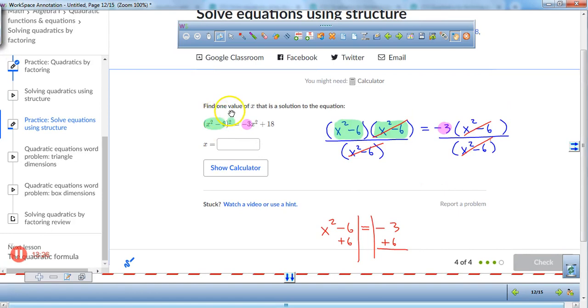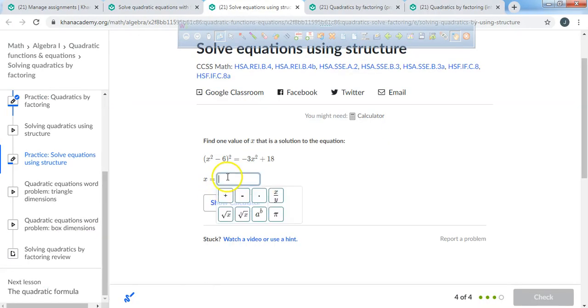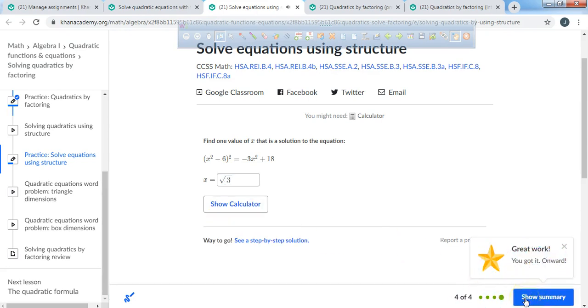Right now it just says find one value. So we don't have to do both values, just one value. So square root of 3 should suffice. So go over here, just type in square root of 3. Let's see if we got it right. Hey, we got it right.